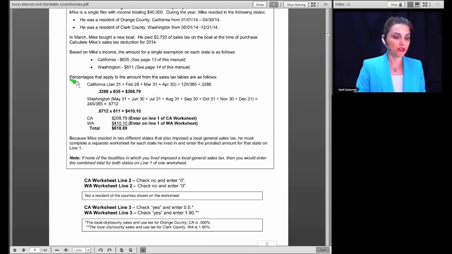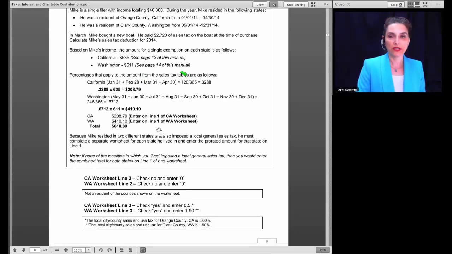And to do that ratio for California, we're going to add up the number of days that he lived in California. And he lived there for January, February, March, April, or a total of 120 days out of 365 days for the year. If you divide 365 into 120, you get 0.3288, or 32.88% of his year was spent in California. We're going to multiply 32.88% by the amount shown in the table for California of $635, and when we do that, we get $208.79.